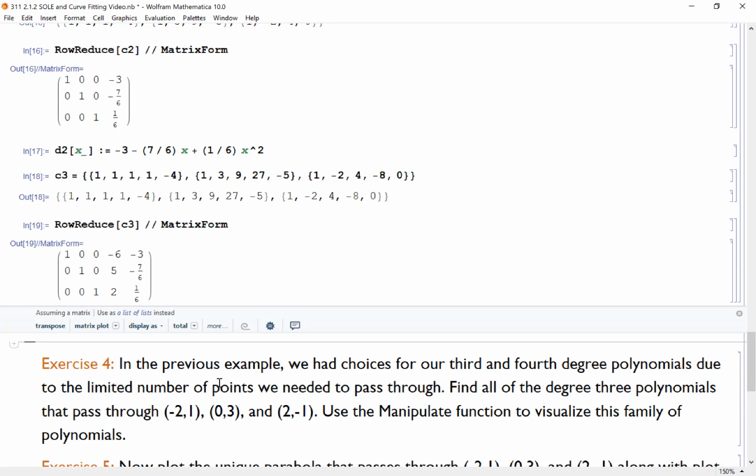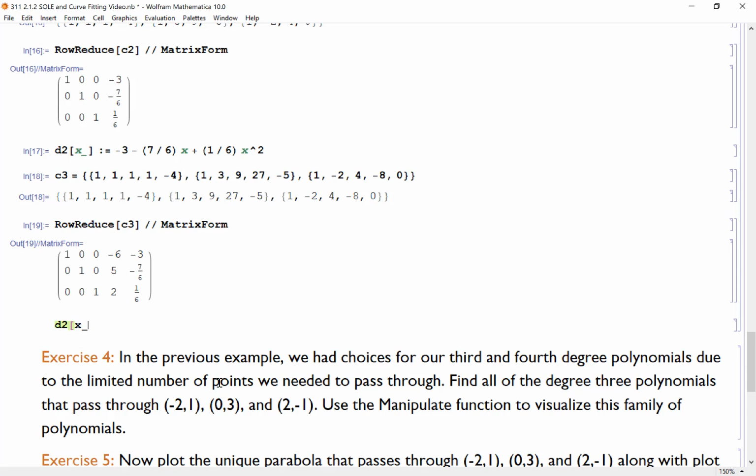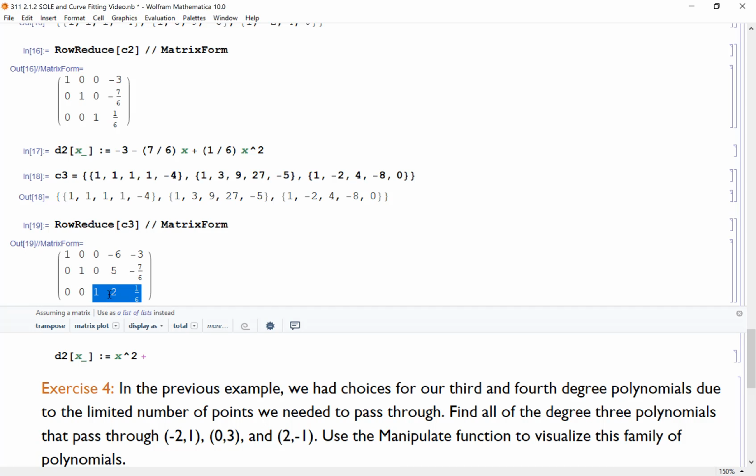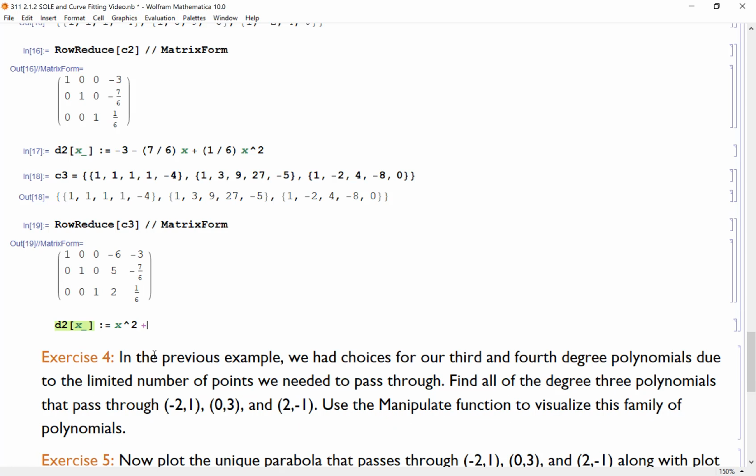So now we have options, but I'm going to make it easy on myself and let a sub 3 be 1. So now I have x cubed plus, and now imagine this equation says a sub 2 plus 2 a sub 3 equals 1/6. So that means a sub 2, since a sub 3 is 1, is 1/6 minus 2. I'm not going to even do the arithmetic. I'll let Mathematica handle that for me. Times x squared, and I have x cubed for my first term here. And then we play a similar game.